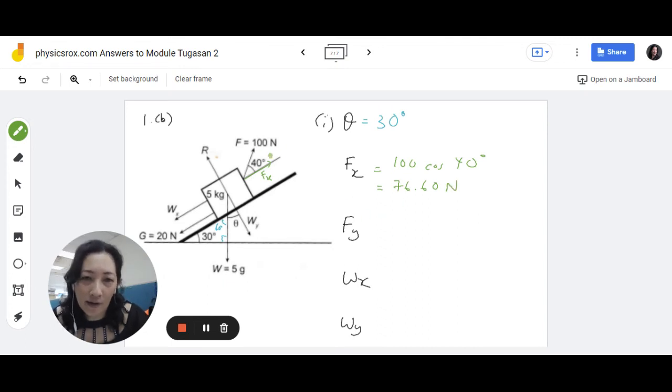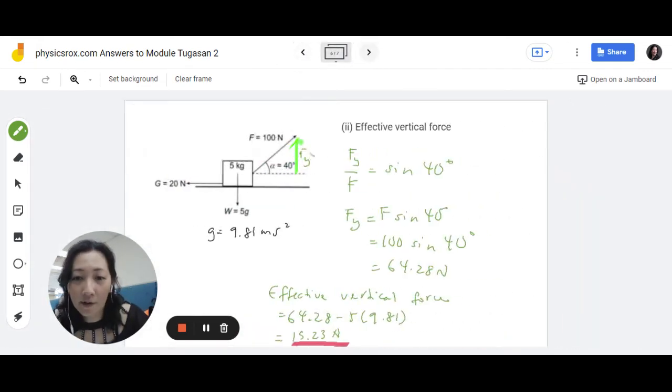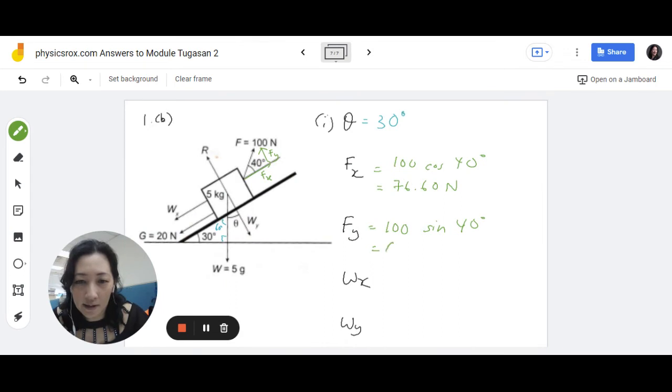And then for Fy, this is Fy. Fy is F sine theta, which is 100 sine 40. And I think we solved it earlier, right? 100 sine 40, 64.28. So this is 64.28 newton.